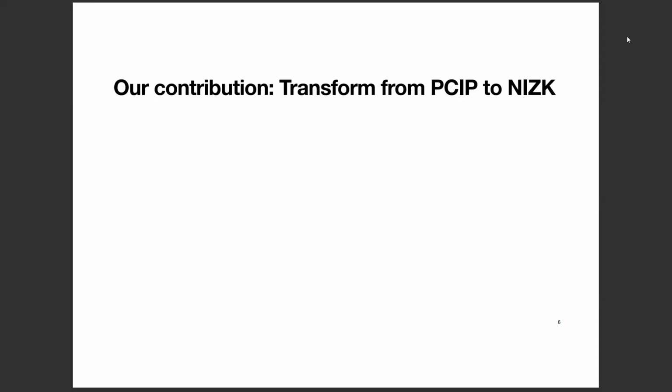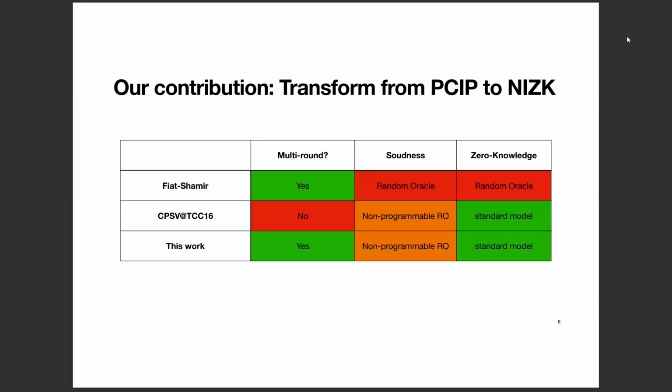So let's talk about our contribution. We summarize our contribution. We compare our work with the famous Fiat-Shamir transform and the CPSV transform proposed in TCC 16. We compare these 3 transforms in 3 dimensions. First, do they support multi-round interactive proofs? The second and the third properties are about the soundness and the zero knowledge property.